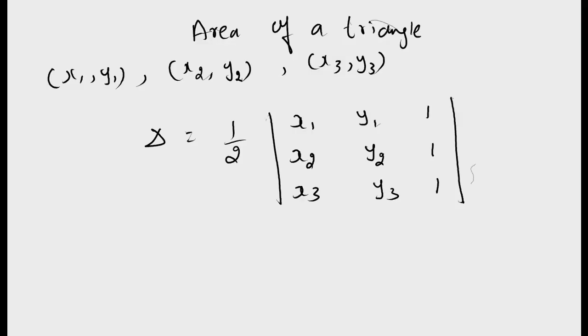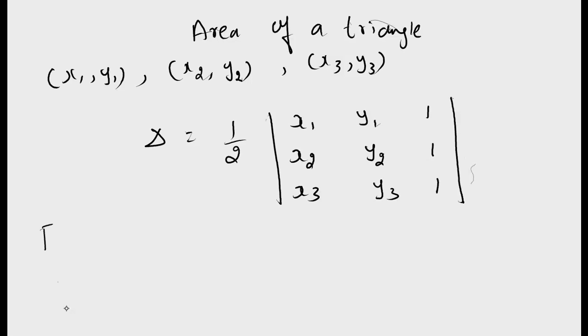The area of a triangle whose vertices are (x1, y1), (x2, y2) and (x3, y3) is given by delta is equal to half times the determinant of the rows x1, y1, 1; x2, y2, 1; x3, y3, 1. Now let us look into a problem related to this.